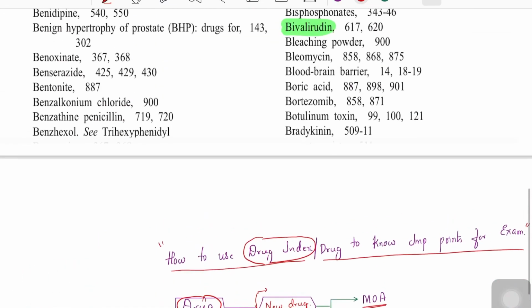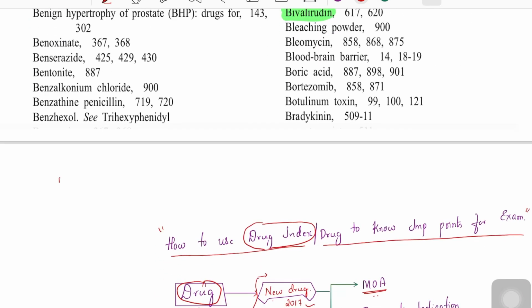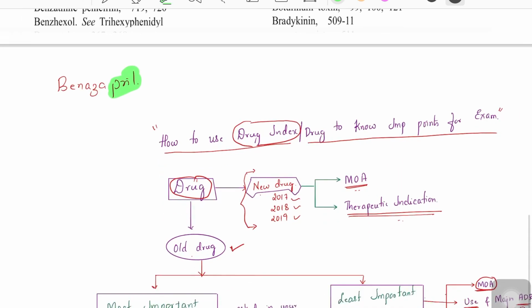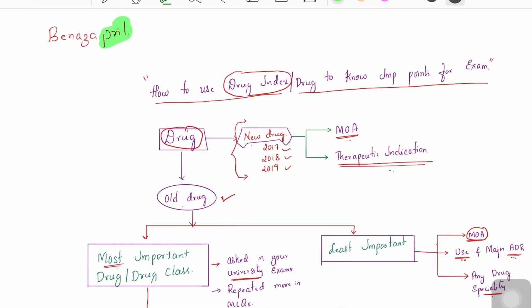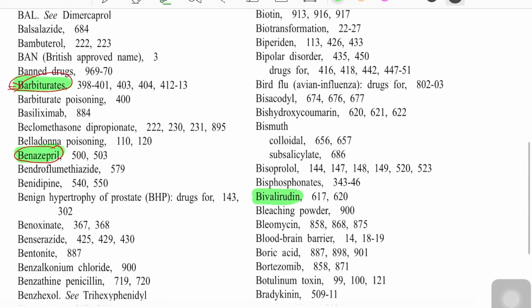Now let us come to one more example, benazepril. So benazepril, you don't know anything, so let me write benazepril. Now many a time the drug ending name can be utilized to identify the class. See, if the drug ends with pril, it's an ACE inhibitor. So in this drug, yes, it's an old drug, what you have to remember is it's an ACE inhibitor, that's it. And other aspects of ACE inhibitors you already know. So this is how you can avoid reading so many drugs.